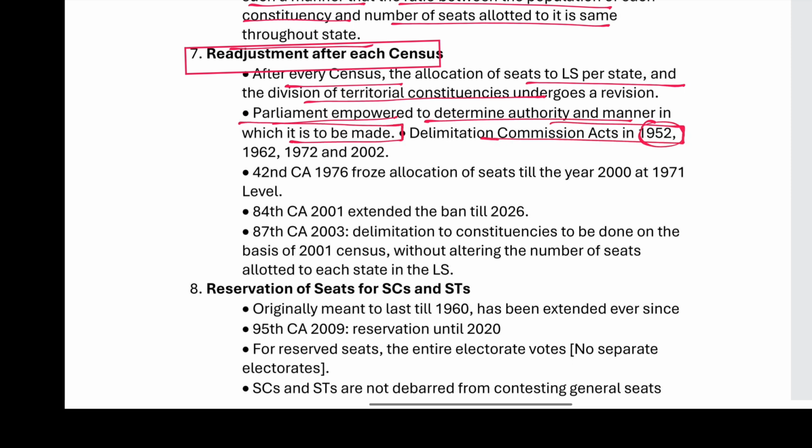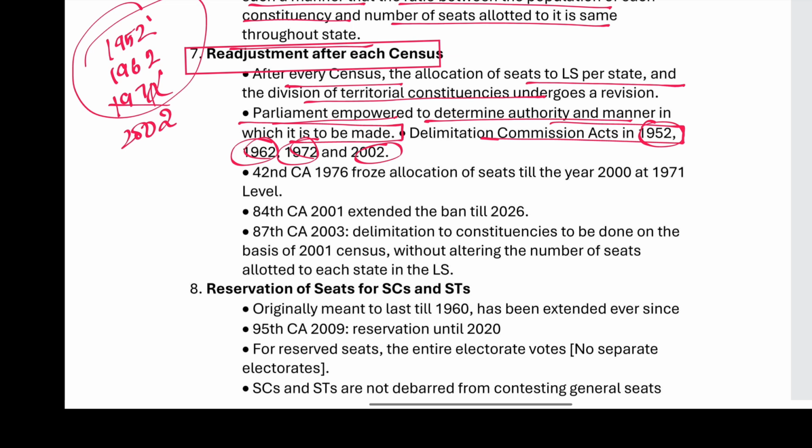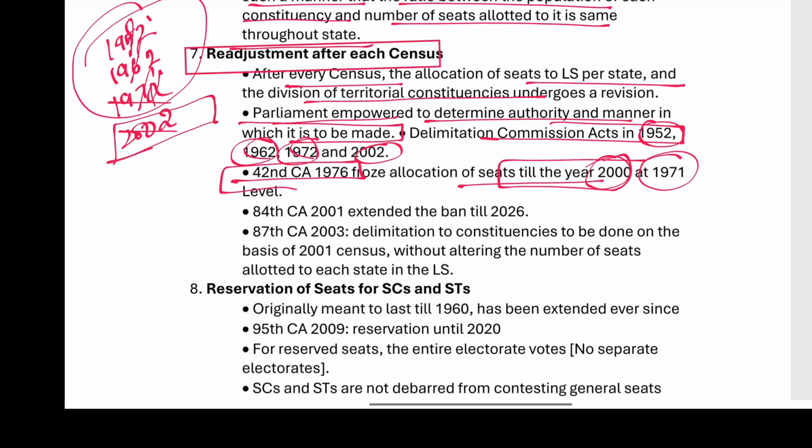Delimitation commissions have been set up 4 times. Right, 1952, 1962, 1972, and 2002. The 42nd Amendment Act has frozen the seats till the year 2000. It was frozen at the 1971 census. That is why we will be having the year 2000.